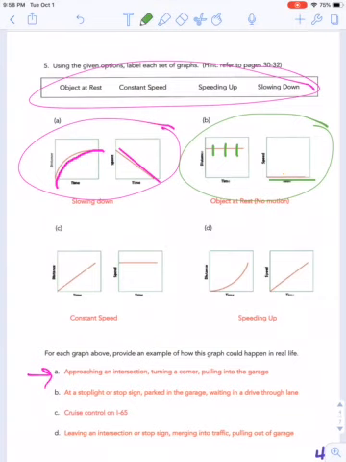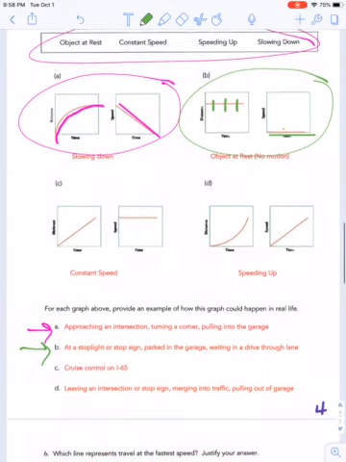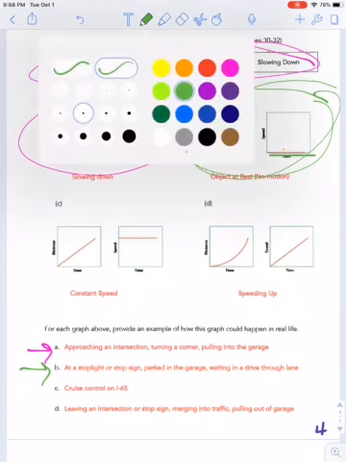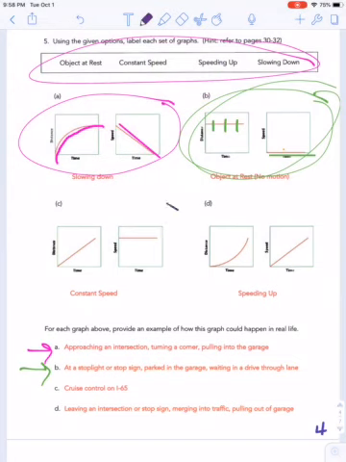The real world application for that might be that you are stopped at a stoplight, or you're parked in a garage, or you are at a drive-through, you're parked at Target. Wherever an object has no movement, no speed, it's at rest, it's going to look like this. Okay. So then we have another graph.